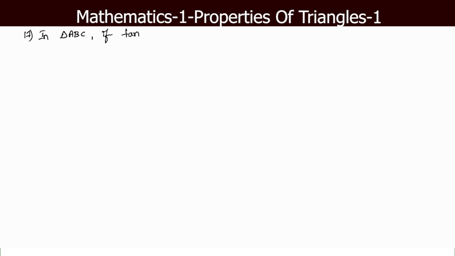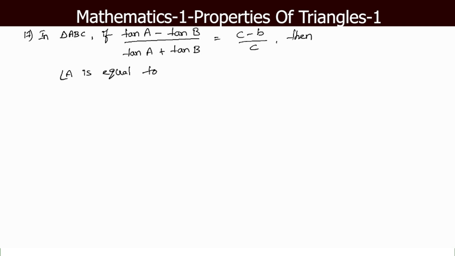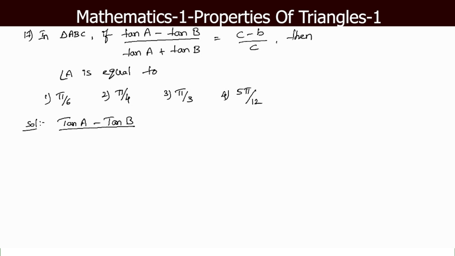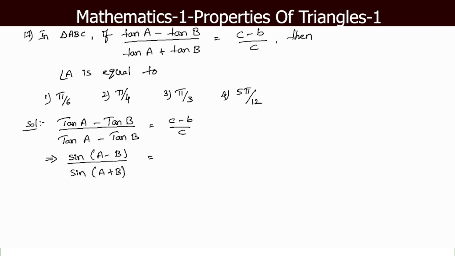Next, 17. In triangle ABC, if (tan A minus tan B) by (tan A plus tan B) is equal to (c minus b) by c, then angle A is equal to: 1) 30 degrees, 2) 45 degrees, 3) 60 degrees, 4) 5 pi by 12. Right. By hypothesis, (tan A minus tan B) by (tan A plus tan B) is equal to (c minus b) by c. If you simplify the left hand side, you will get sin(A minus B) by sin(A plus B) is equal to (sin C minus sin B) by sin C.